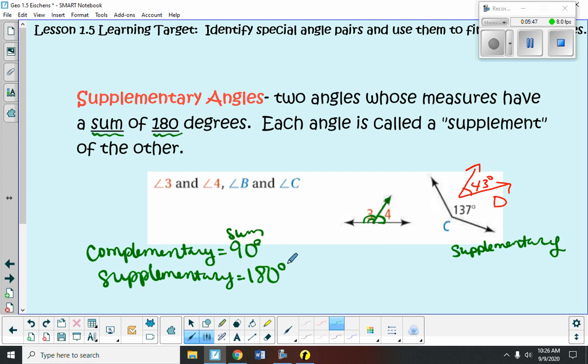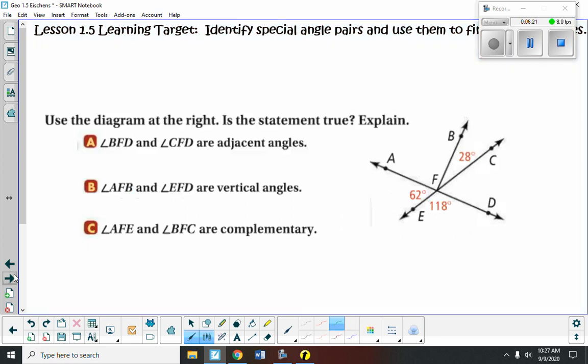Sometimes I like to come up with little tricks for remembering things. I'm very visual, so I look at the words complementary and supplementary, and I say, well, if I was alphabetizing them, C comes before S in the alphabet. So this is alphabetical order. If I was putting the numbers in order, 90 comes before 180 when you're counting. So complementary comes earlier in the alphabet, 90 comes earlier when you're counting. Supplementary comes later in the alphabet, 180 comes later when you're counting. So use some kind of trick so that you can have that memorized.